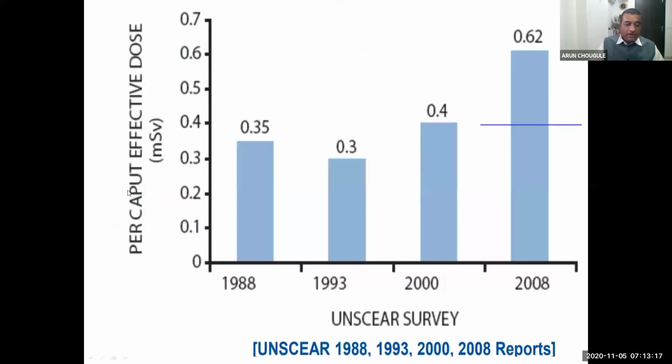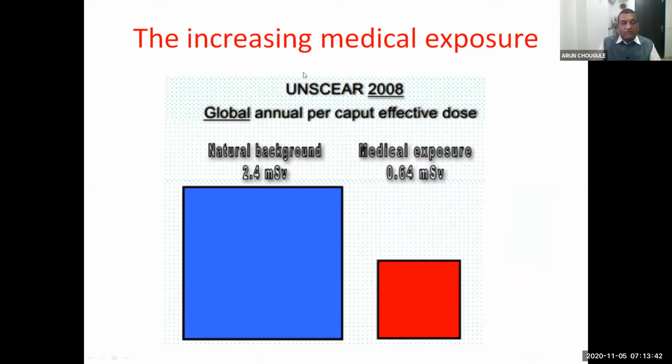Again, if you look at the per capita effective dose in millisievert, in just 8 years from 2000 to 2008, it went from 0.4 millisievert to 0.62 millisievert, again a 150% figure, that is a 1.5 times increase in the dose. Also, the UNSCEAR report shows that the contribution of medical radiation dose to the population is 0.64 millisievert, whereas the natural background radiation contribution is 2.4 millisievert, which means almost 25% of the natural background radiation contribution is from medical exposure.